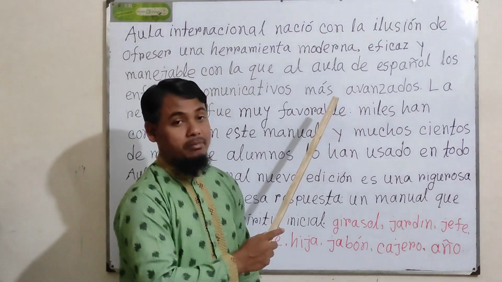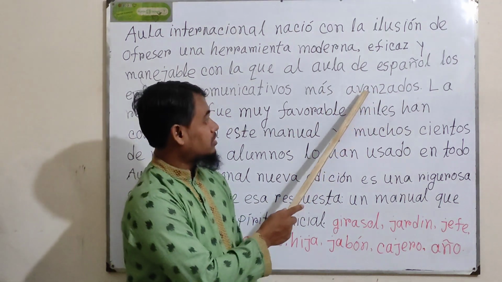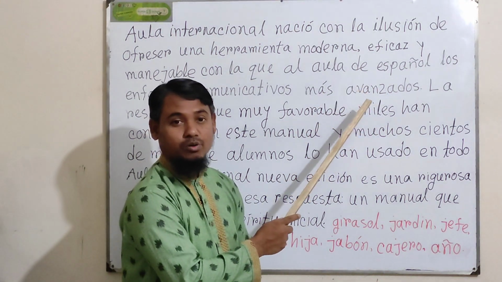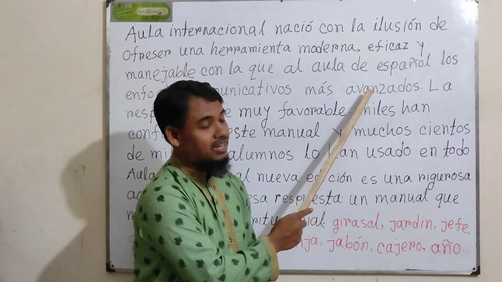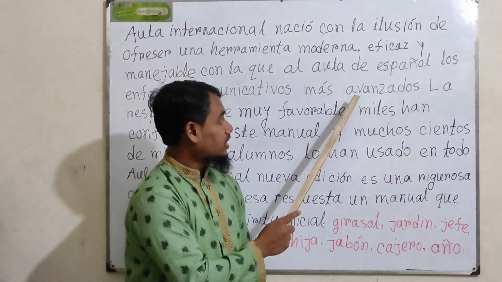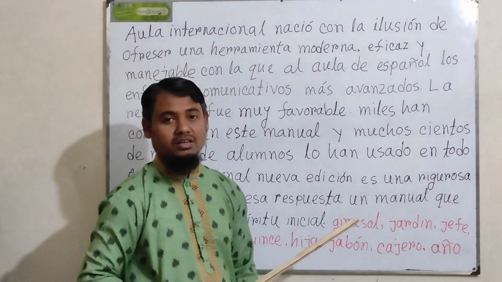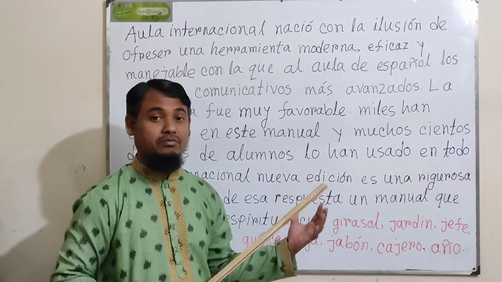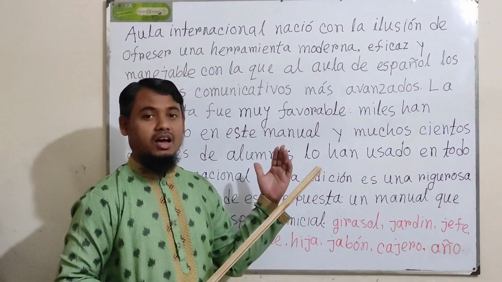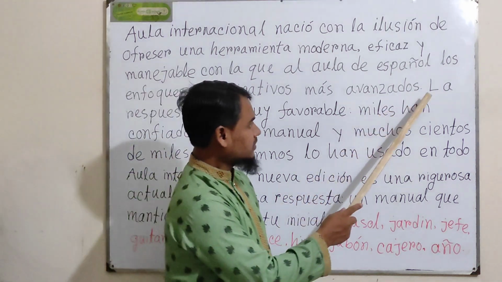Avanzados, not avanzados, because it is ube, it will be pronounced like bo. Avan, it is zeta, it will be pronounced like so. Avanzados. Advanced. In English it is advanced. Advanced. Avanzados.